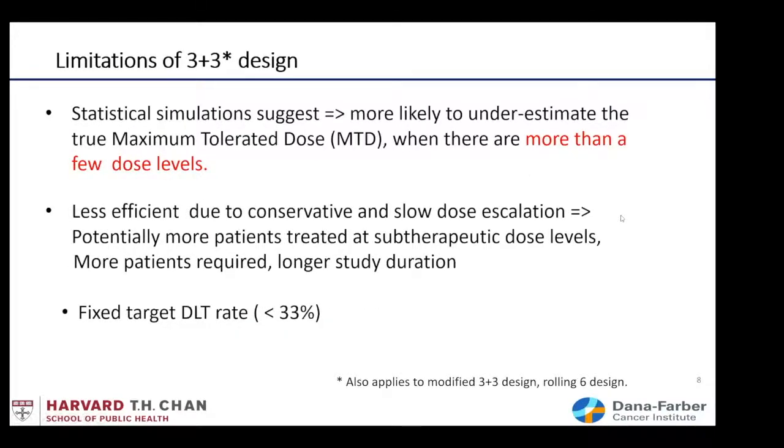Of course, the reason we talk about 3+3 designs is that they have limitations. People have done various statistical simulations in the statistical literature, comparing 3+3 designs with hypothetical true scenarios. It finds that the design is more likely to underestimate the true MTD, the maximum tolerated dose level, when there are more than a few dose levels.